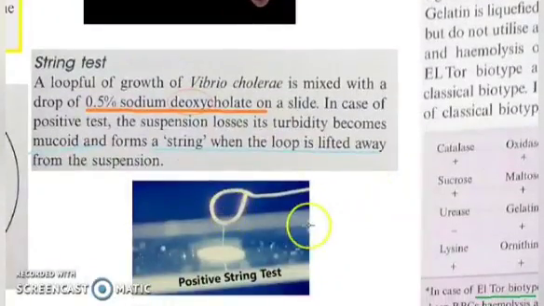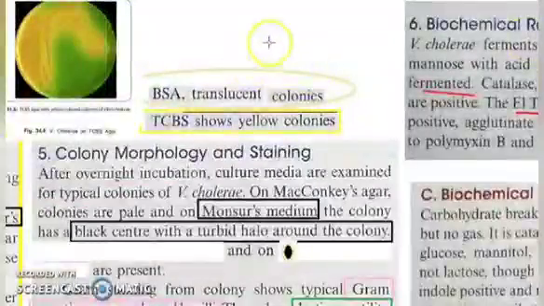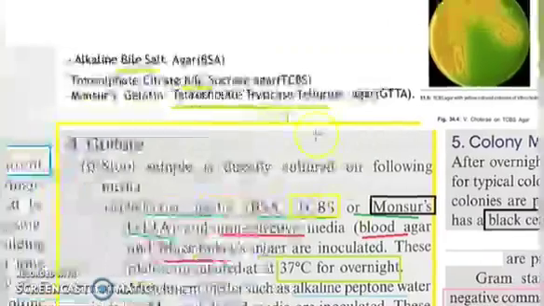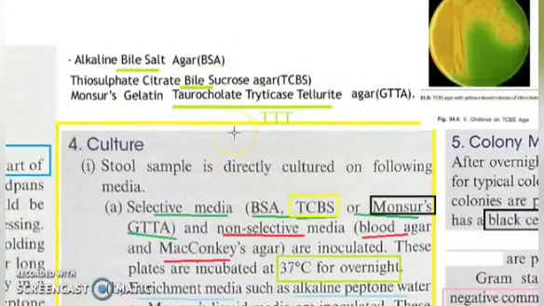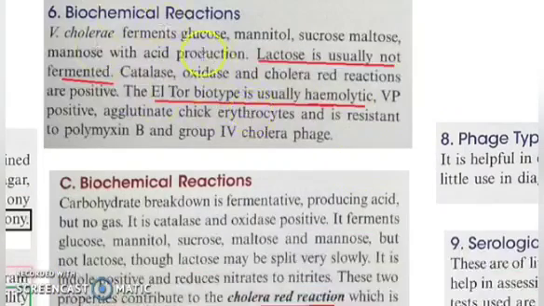Okay, then the string test you have to draw. Please don't forget the string test for Vibrio cholerae. For a positive string test, what will you mix the growth with? 0.5% sodium deoxycholate. Don't write something else. Sodium deoxycholate. Taurocholate is actually in the Monsur's GTT. That is taurocholate. But here you are using sodium deoxycholate, 0.5%.